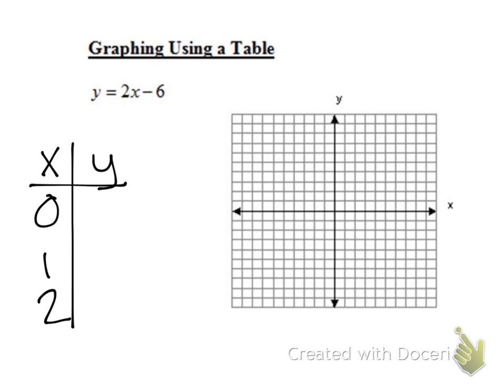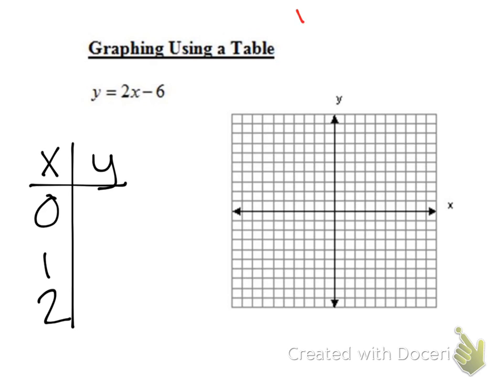So 0, 1, 2. Take the X out, put the 0 in. Do the math. Then you take the X out, put the 1 in, do the math. Then you take the X out, put the 2 in, do the math. That will leave you with 3 ordered pairs. Graph them and connect them. Any questions on the method? All right, let's actually do it.